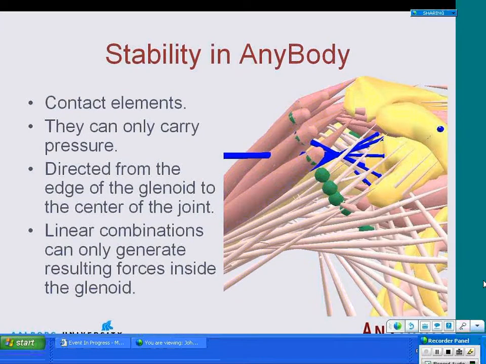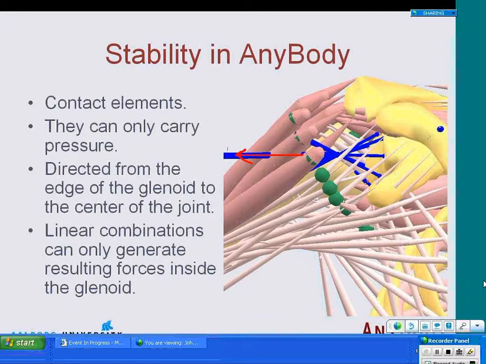So the resultant contact force is the one that is coming out here. The big blue one that you see coming out at this place. And that is the resultant force, or the sum of the vectors that you see in here in the joint. And because of the directions of these contact elements on the glenoid surface, their linear combinations can only form resultant forces which are pointing into the glenoid. And this is connected with the fact that these contact elements can only push and not pull.